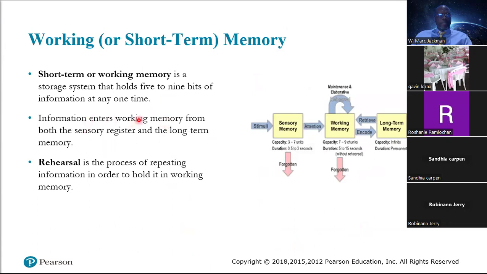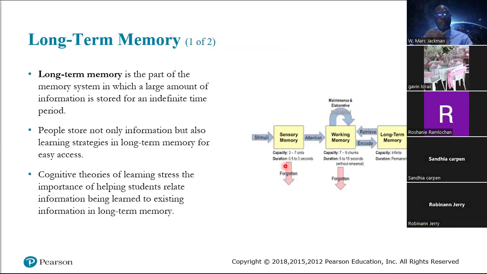Working memory, on the other hand, is a storage that holds 5 to 9 bits of information. So we say the average is 7. As we said, phone numbers are usually 7 digits. Information enters working memory both through the sensory register and long-term memory. So it can come from both sides. When it's new information, it's coming in through the sensory memory. And if it is old information, you're retrieving it from long-term memory. Rehearsal, of course, is the process of repeating information in order to hold it in working memory.